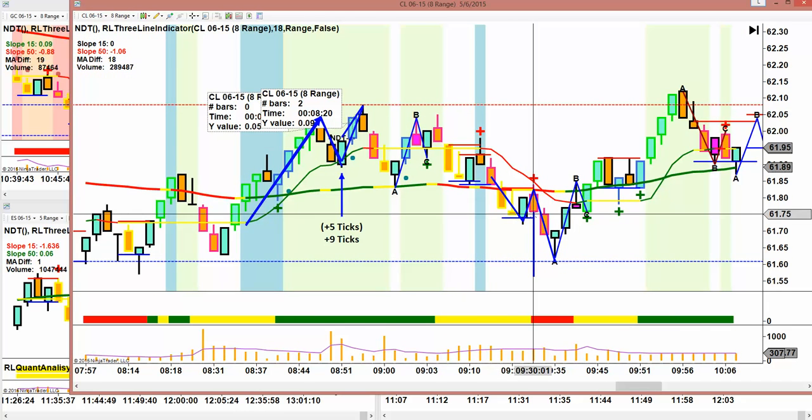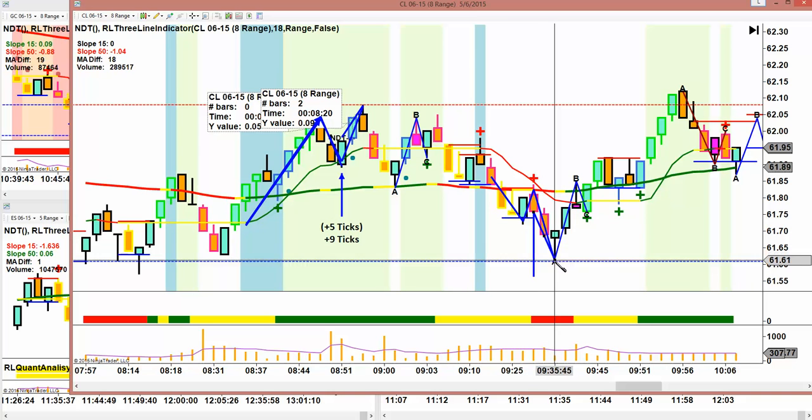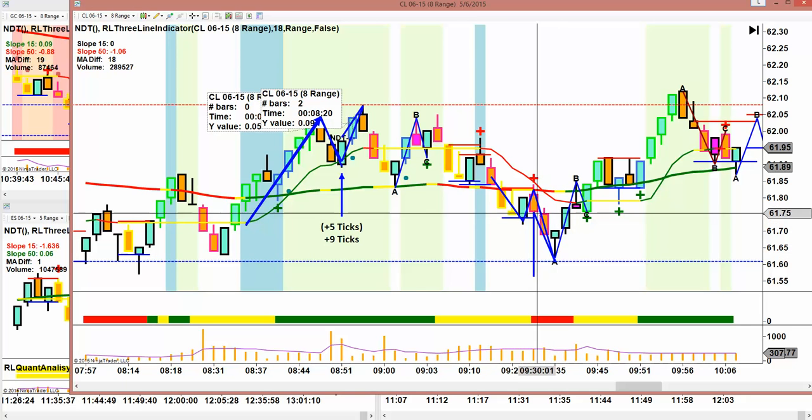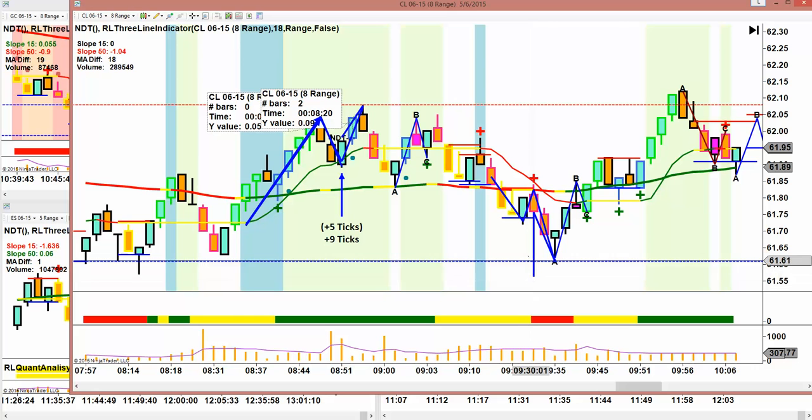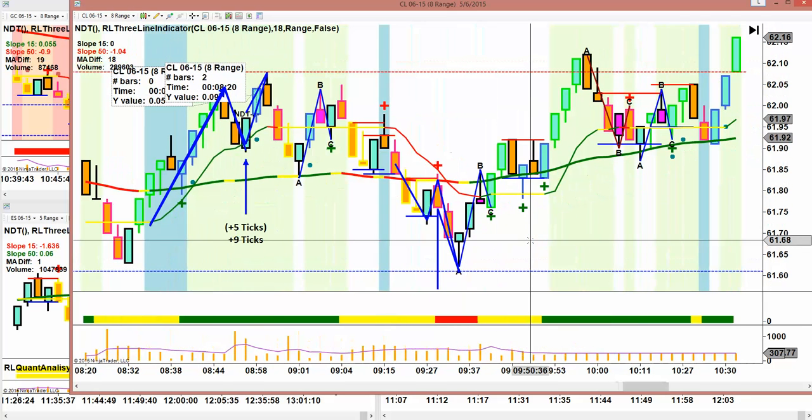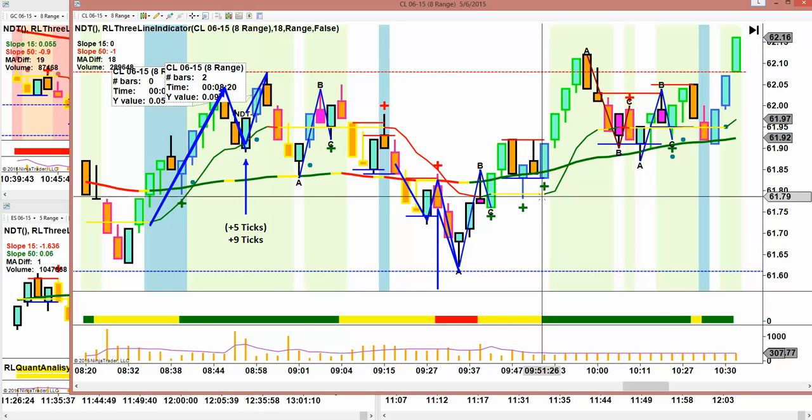I didn't take this short. This is a great structural trade. Was just a little bit concerned about unbroken support to the downside and the fact I didn't have the quant line with me. Now this move to the upside was impossible. Modified 15 was yellow.